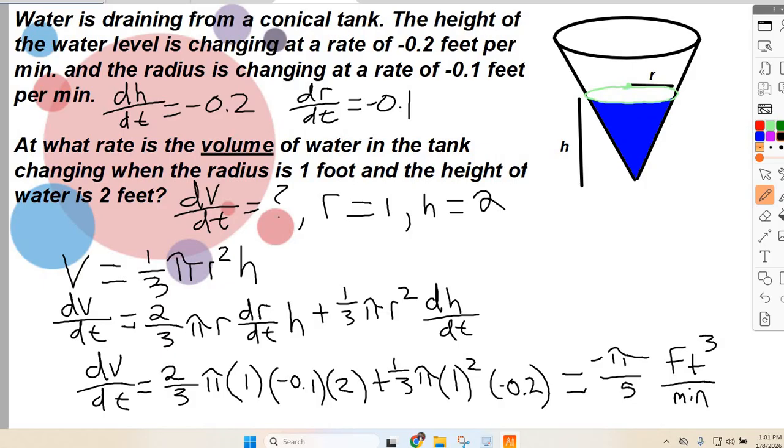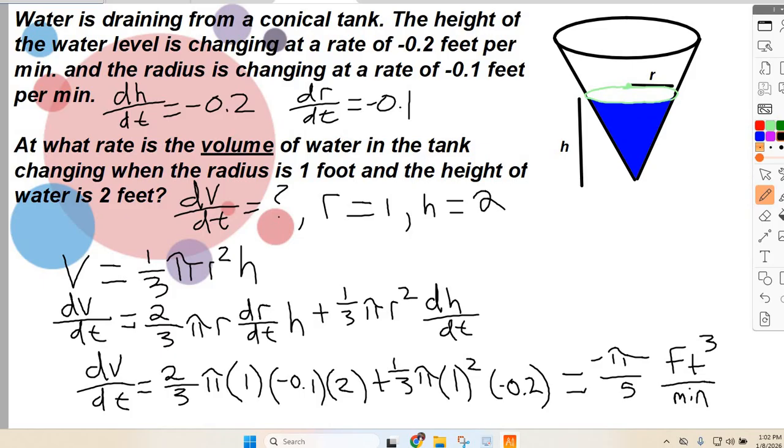Feet cubed per minute. Which makes sense because notice that my r is going to be in feet, my h is going to be in feet, and dr/dt is in feet per minute. So I'm going to get feet cubed. Same thing here. r is in feet and I'm squaring it, and then dh/dt is going to be in feet per minute. So I have feet squared times feet, which gives me cubic feet again. So. What questions do we have there?